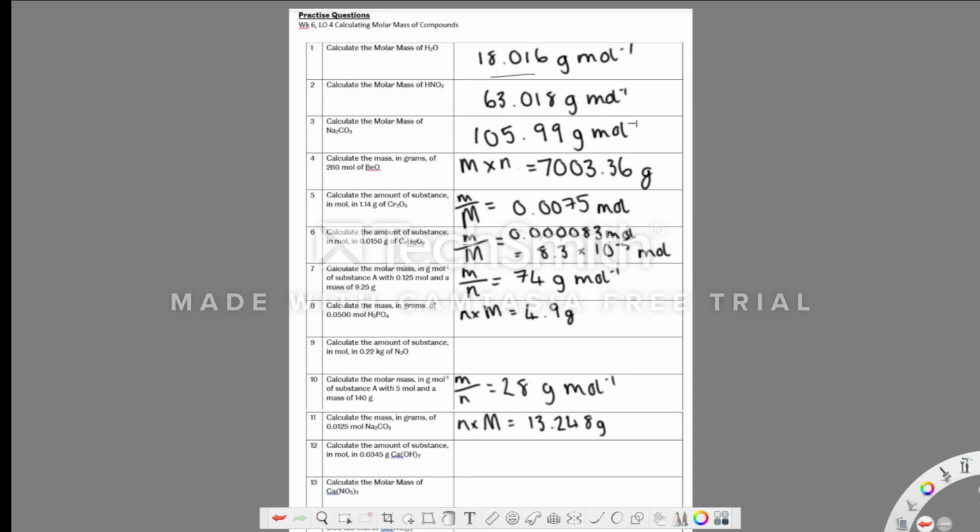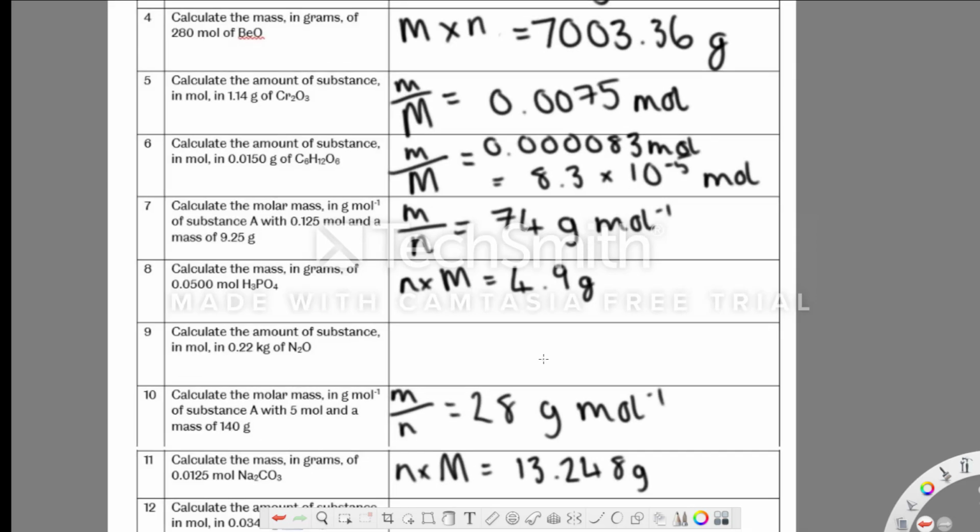So again, we've used little m over big M, so real world over molar mass, and we have come out with 0.000083 mole. That can also be written as 8.3 times 10 to the -5 mole. Question 7, little m over n, so real world over number of moles, gives us a molar mass of 74 grams per mole. Question 8, little n times big M, so that's number of moles times molar mass equals 4.9 grams.